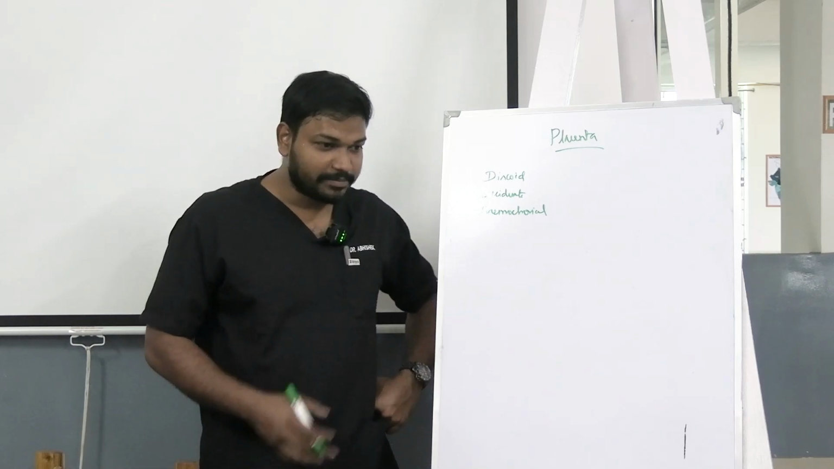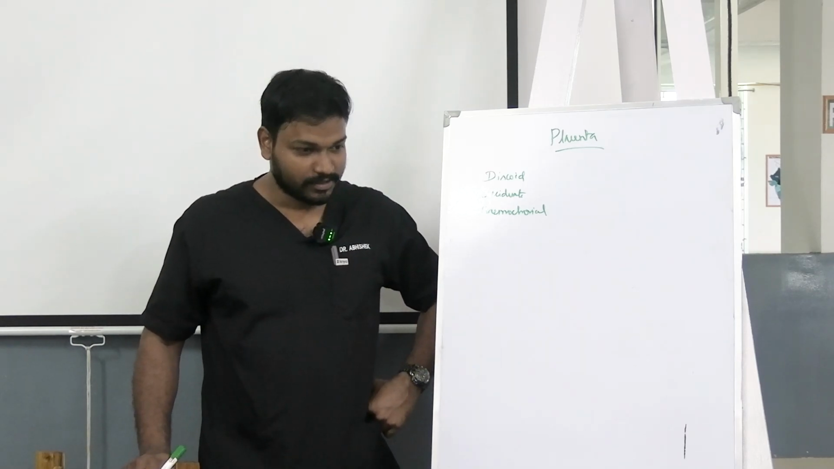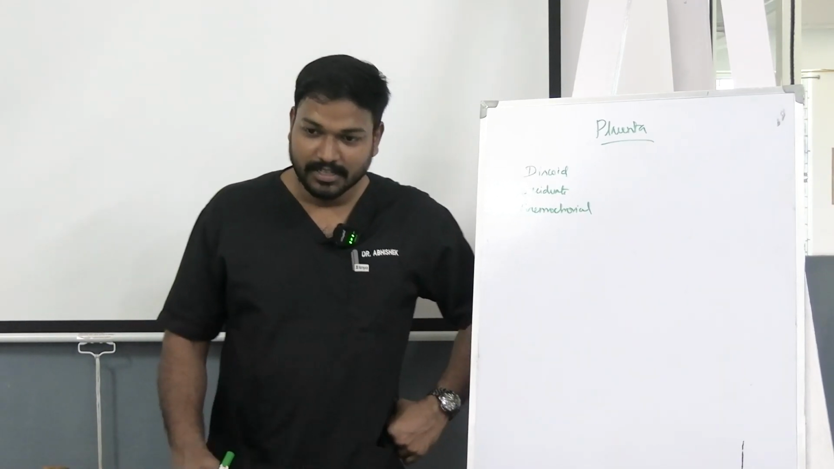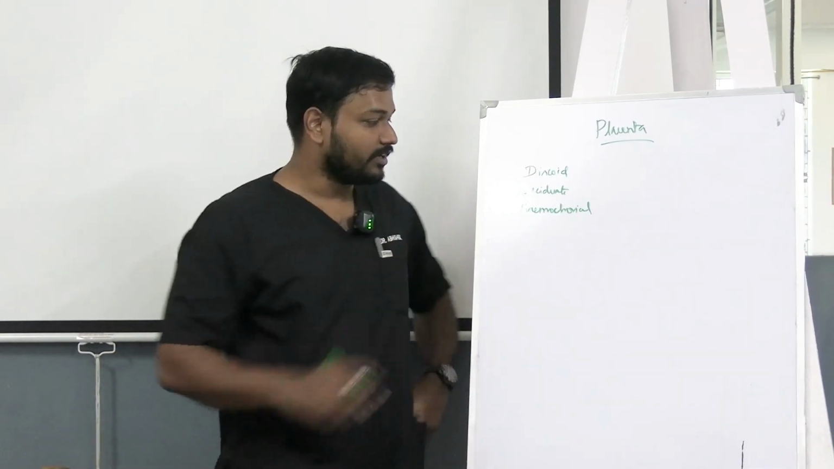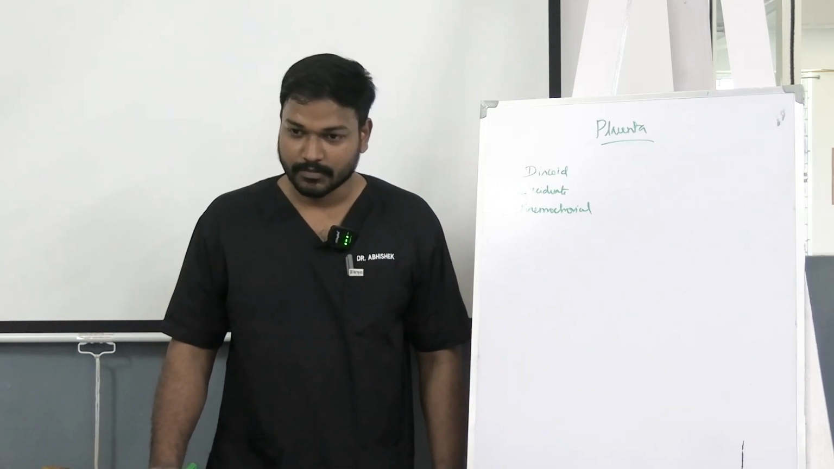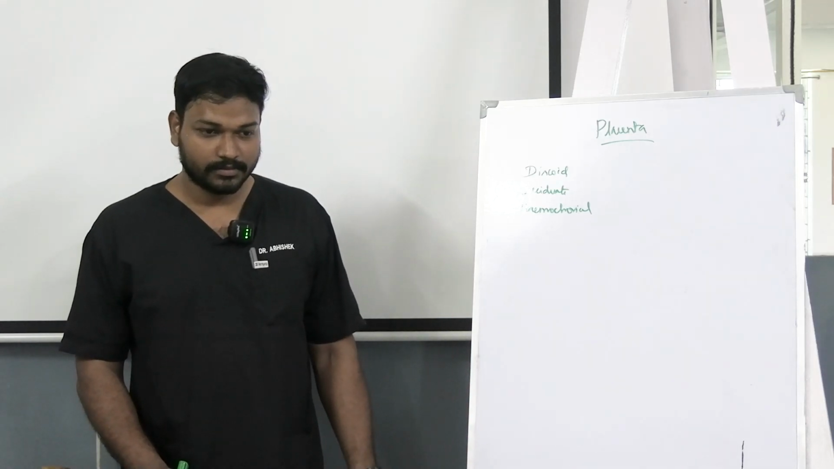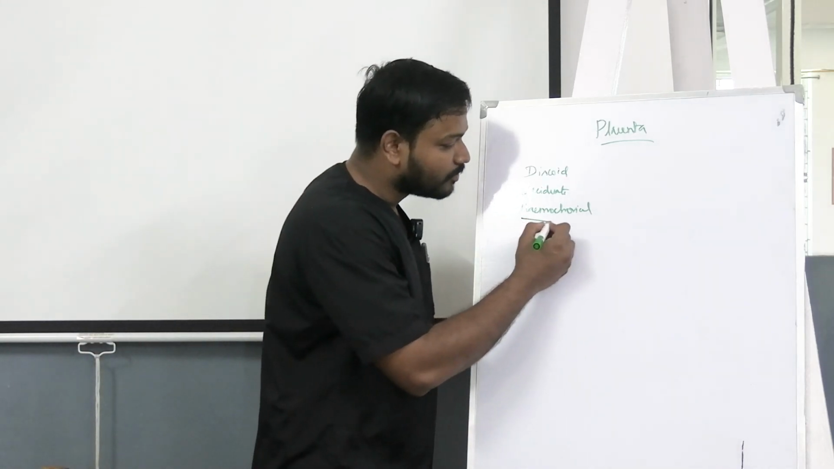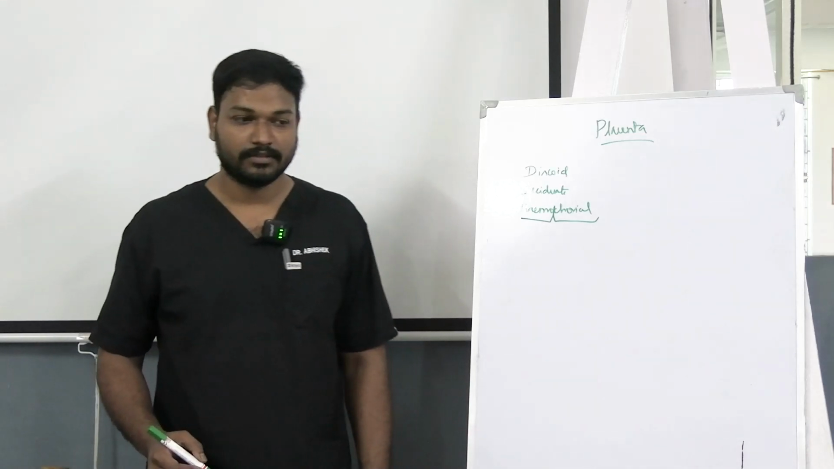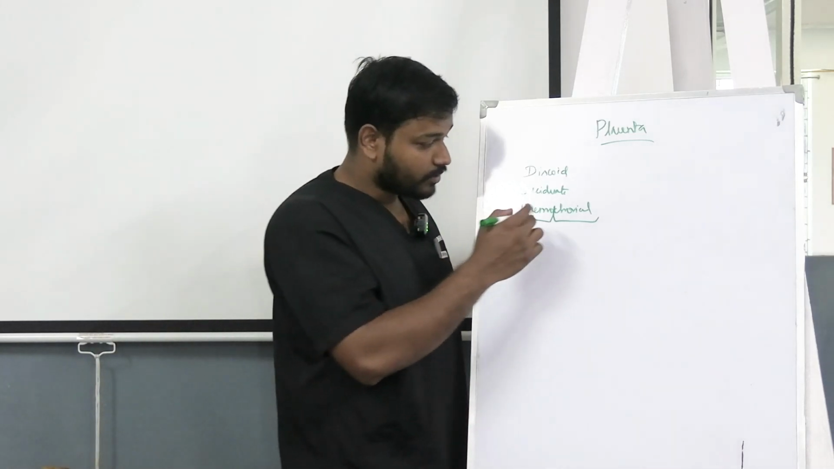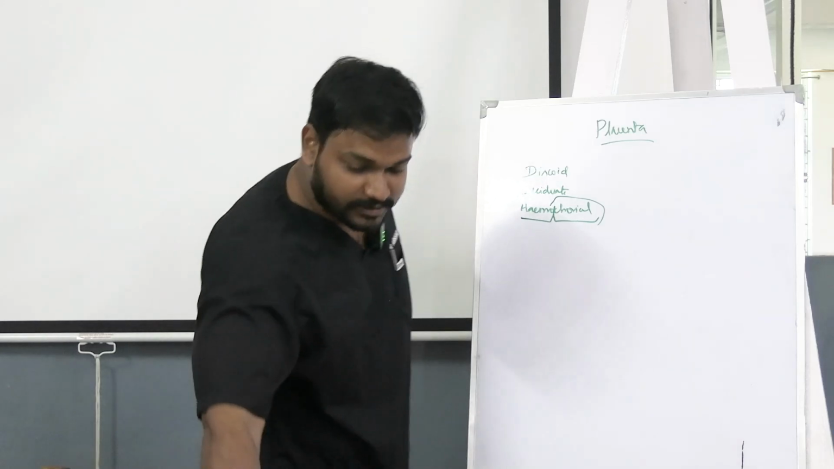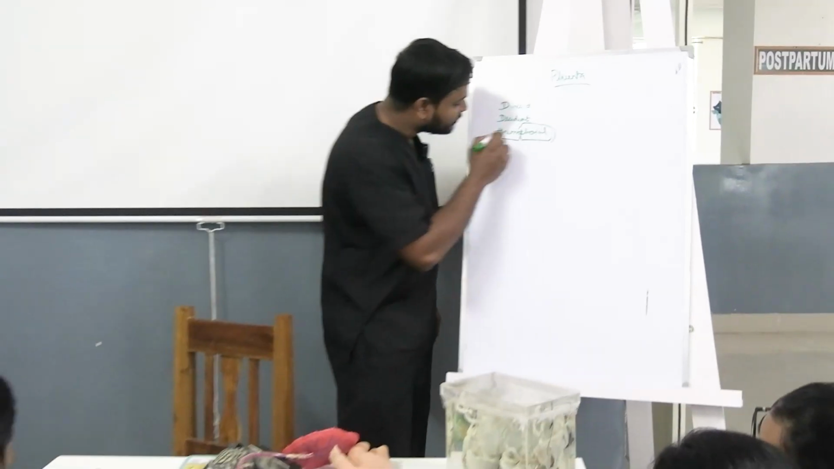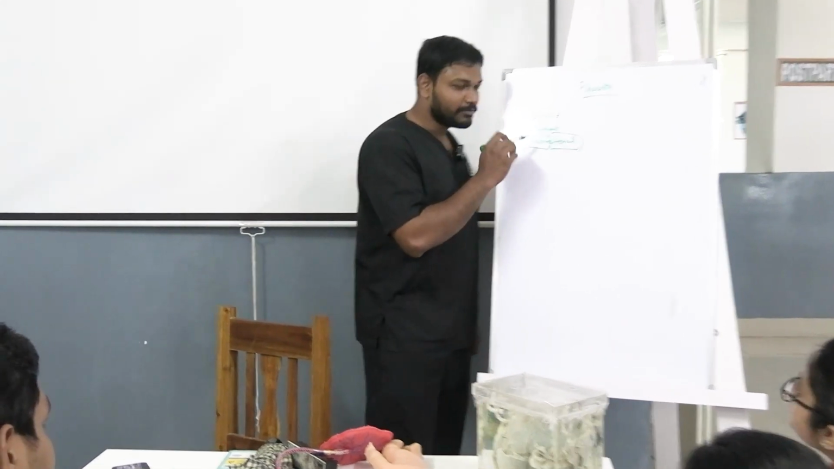We call it deciduate because it expels. It doesn't stay with the uterus. After delivery, it expels from the uterus of the mother. Why do we call it hemochorial? Chorial is the chorion of the placenta. The chorion of the placenta is in constant touch with the blood, so we call it hemochorial.